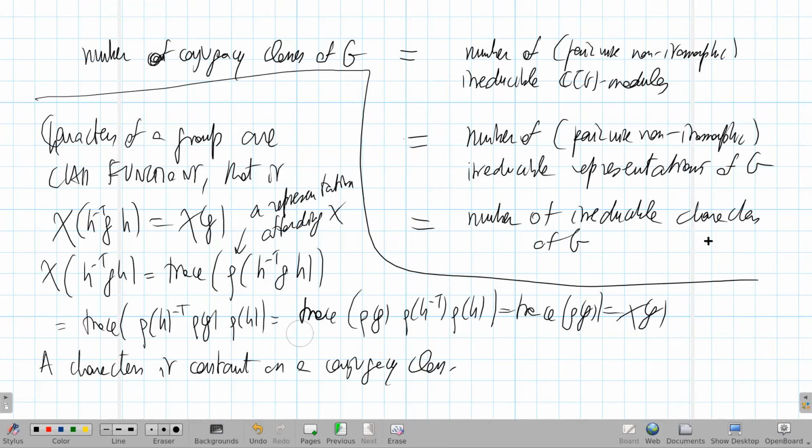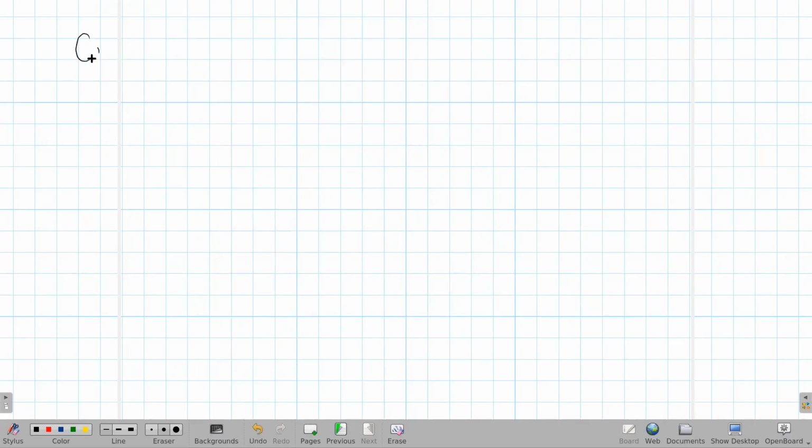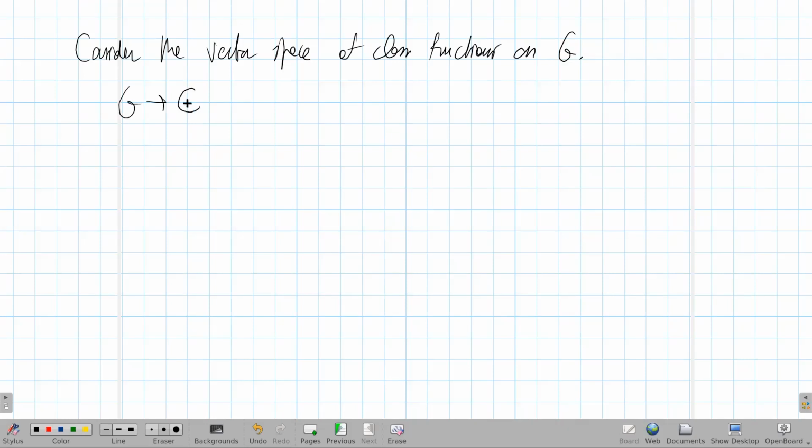But then this fact has an interesting consequence, because consider the set, the vector space of class functions on G. That is, the functions from G to the complex numbers C which are constant on conjugacy classes. This vector space, let's call it script C. Clearly, the dimension of this C equals the number of conjugacy classes. Well, let's write it explicitly.